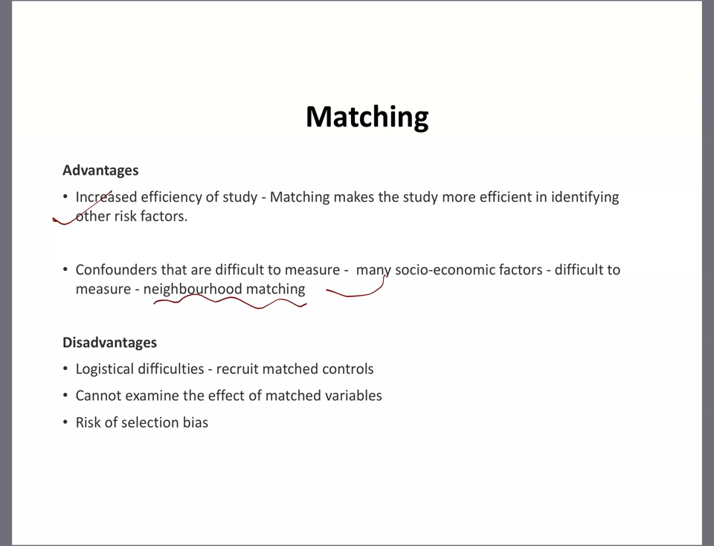But there are logistical difficulties in recruiting matched controls. And once you do matching for a variable, you cannot study its effect on the outcome. And if you do not do a matched analysis and are not careful about matching and doing your study properly, you can in fact introduce a selection bias in your study. So when you're doing matching, you have to really read about it and understand how you should do matching in your study, and then match it up with a proper analytical framework.